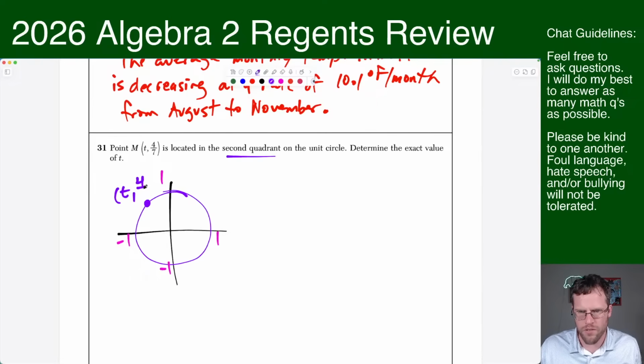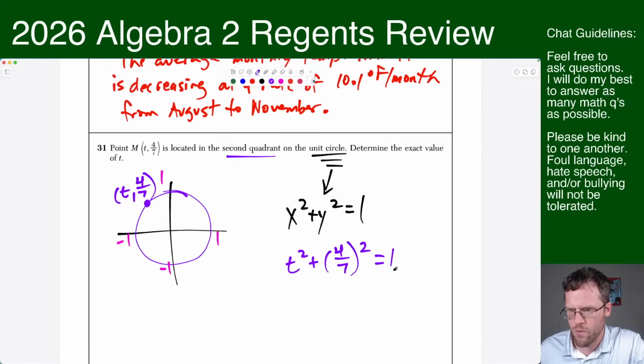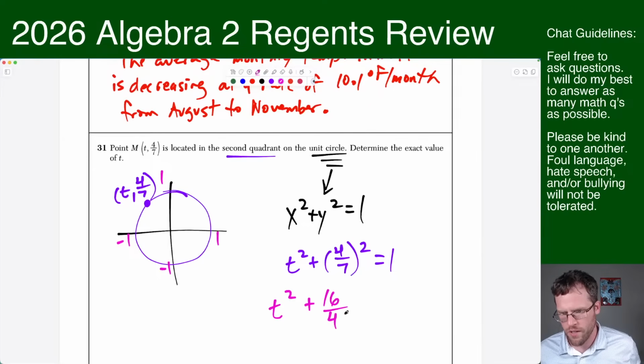So t comma 4/7. And I made this into a YouTube short, I think, recently. So the equation for the unit circle tells us we're on x squared plus y squared equals 1. So then all I got to do is just plug in t. I get t squared plus 4/7 squared equals 1. And I'm solving for t. So t squared plus 4 squared is 16 over 7 squared is 49.